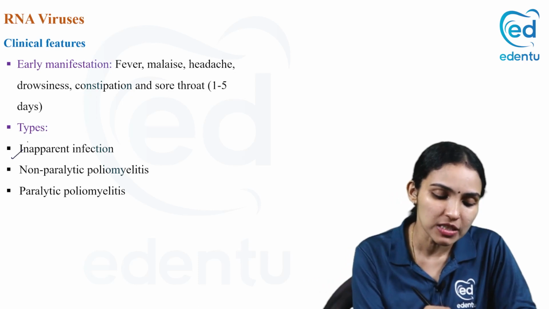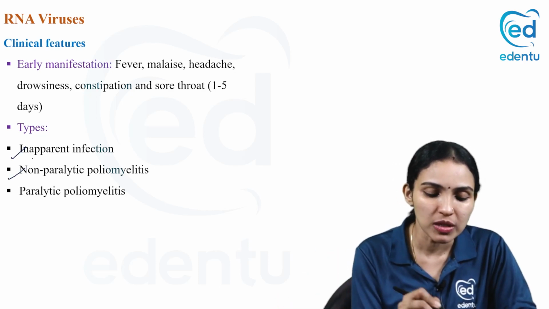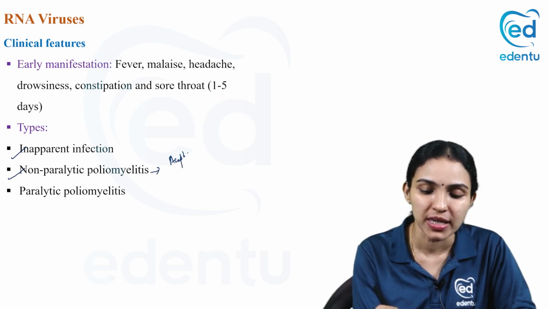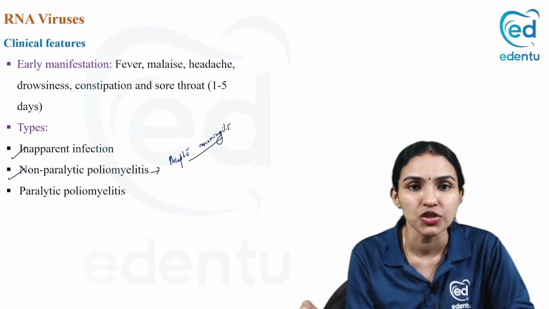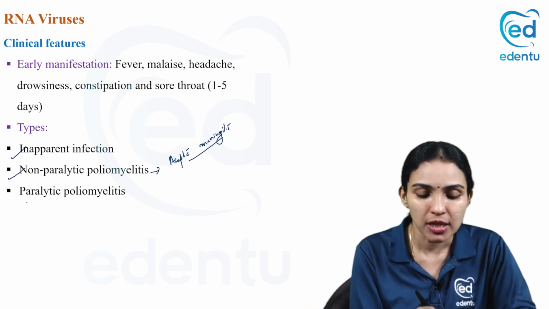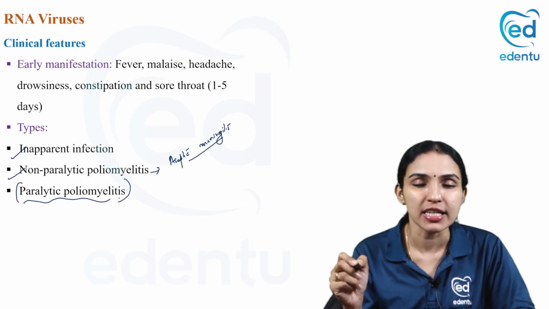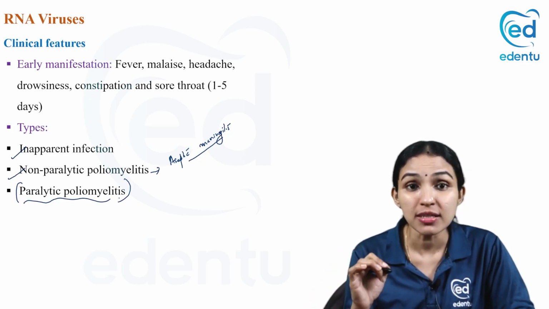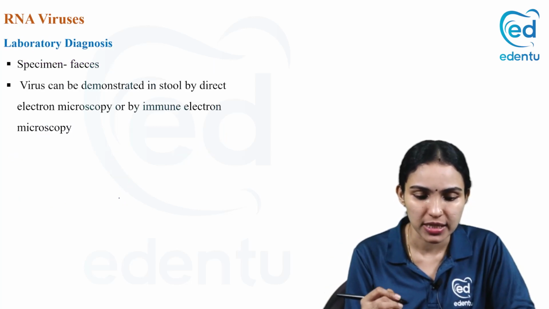In some people, it will be an inapparent infection. You don't have any symptoms. In some, it will be non-paralytic polio. They will just have aseptic meningitis, because when this virus is penetrating the CNS, it will first affect the meninges, causing aseptic meningitis. But in others, it will lead to paralytic poliomyelitis. It leads to flaccid paralysis of the limbs. So that is the most severe form of the disease, paralytic poliomyelitis.